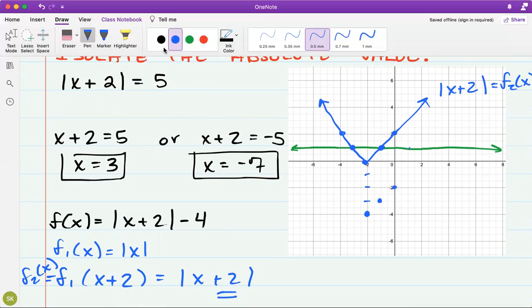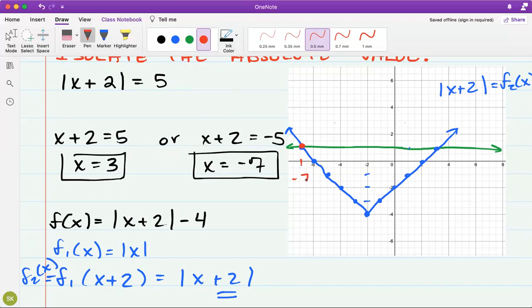And I'm going to put a bunch of dots because I want to see where it intersects this green line. And I know that to draw the absolute value signs, we just go up 1 over 1, up 1 over 1. So you can see here, we're going to cross. And then over here, up 1 over 1. So we're going to look like this. And where do we cross this green line? Well, you can see x is -7, and also x is 3, just like we found before.